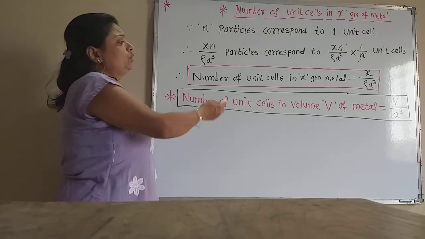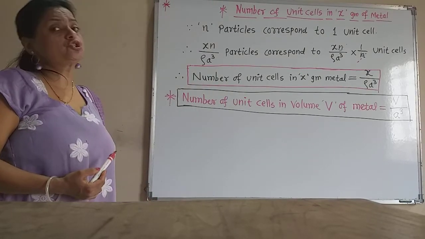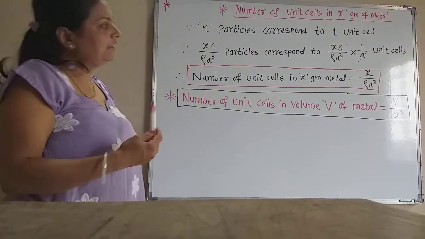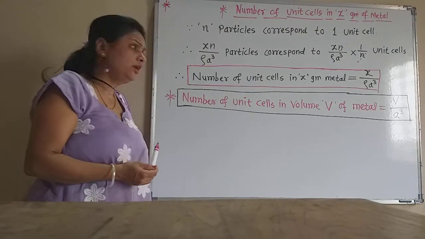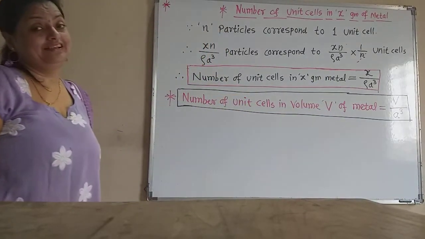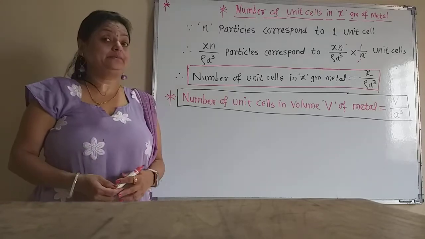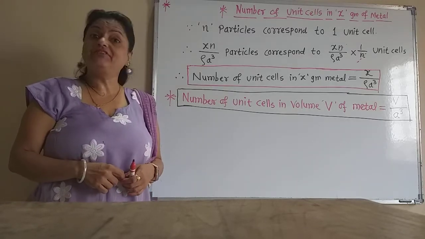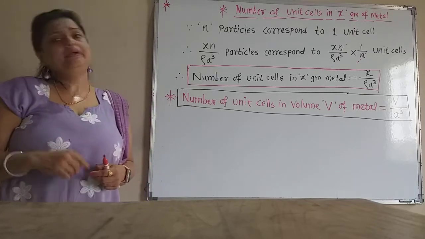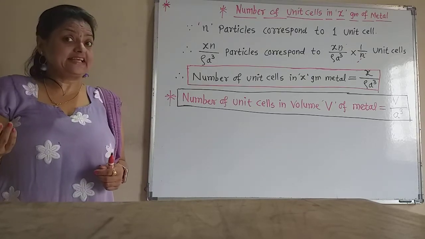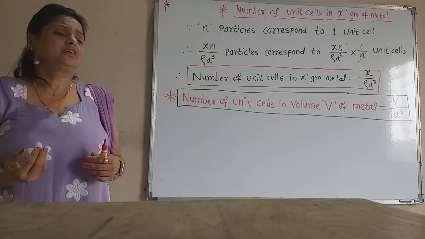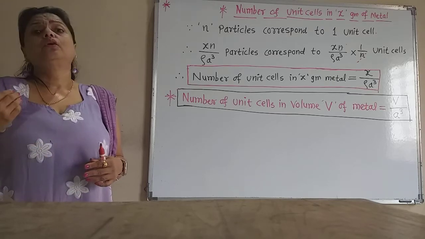So if we want to calculate the particles in the given mass of the metal, we use this formula: mass of the metal divided by density of the metal into volume of the unit cell. Now, how many unit cells are there in V volume of the metal? In the numericals, if the volume of the metal is given, how many unit cells are present in that volume? If instead of the mass, that is x gram, they give us the volume, how can we calculate the number of unit cells? Just divide the volume by the volume of 1 unit cell.